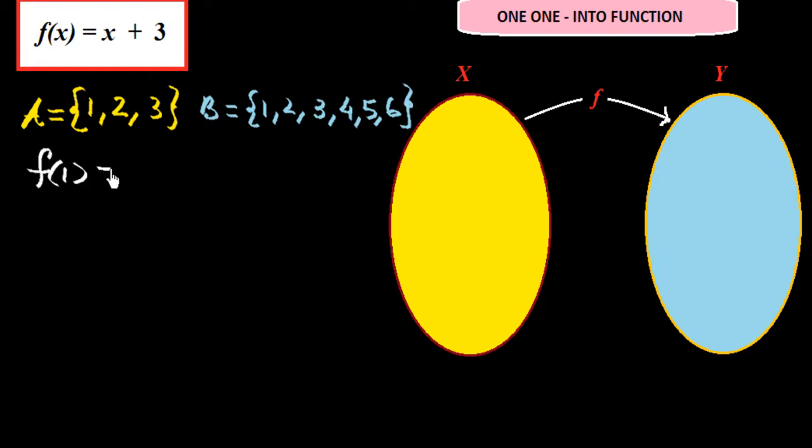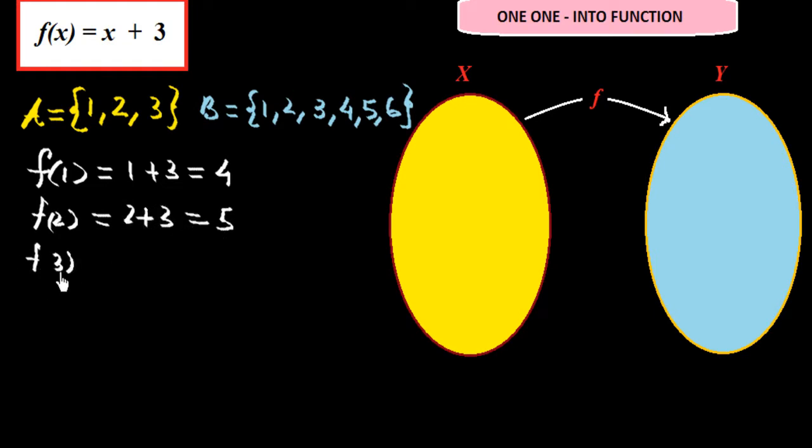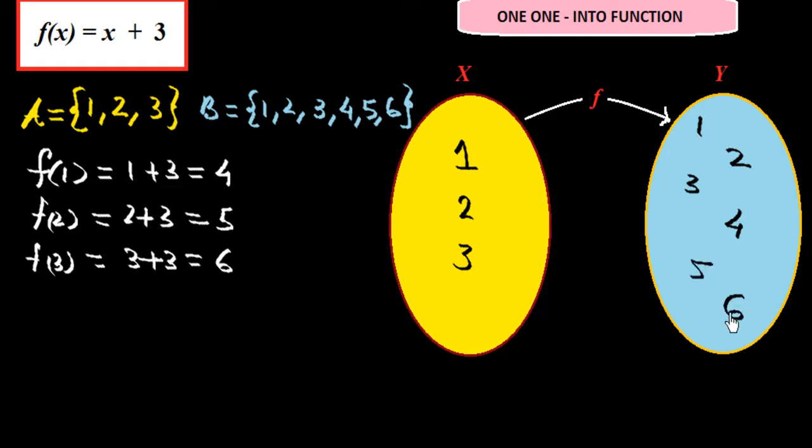f of 1, we put here 1, 1 plus 3 is 4. Again, if we have to find out f of 2, which is 2 plus 3, it is again 5, and f of 3, it is 3 plus 3 is equal to 6. So now I put the elements here, it is 1, 2, and 3. Here in B, what we have to put in Y, it is 1, 2, 3, 4, 5, and 6. So look at this, the collaboration of X and Y, how it would be.